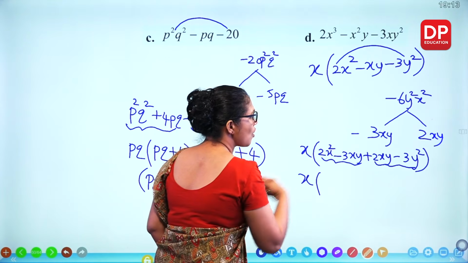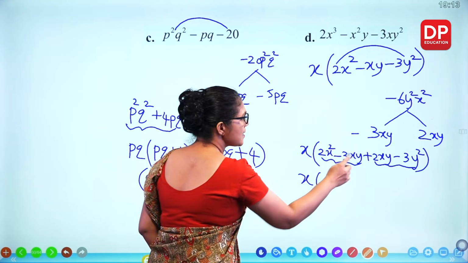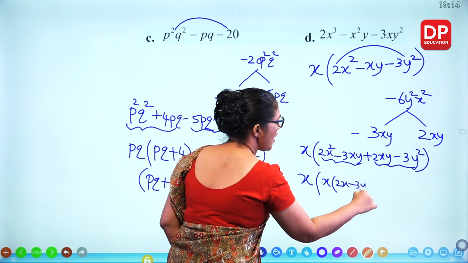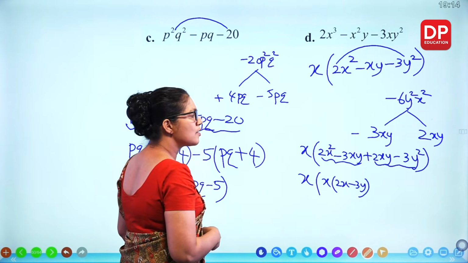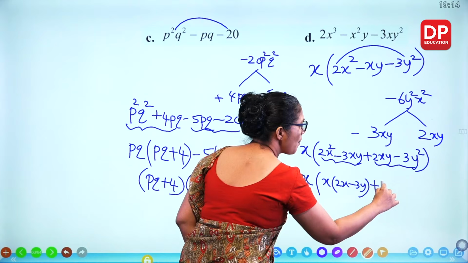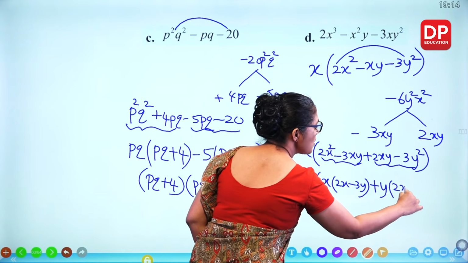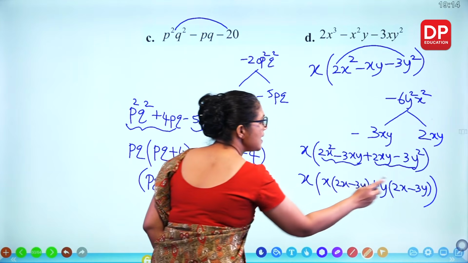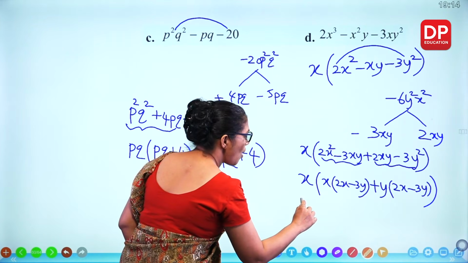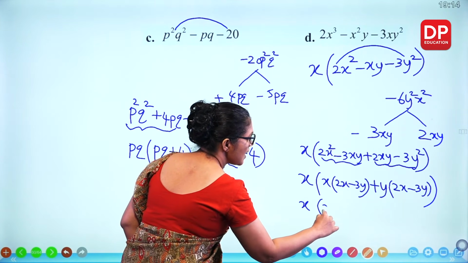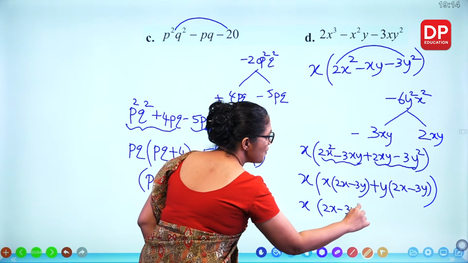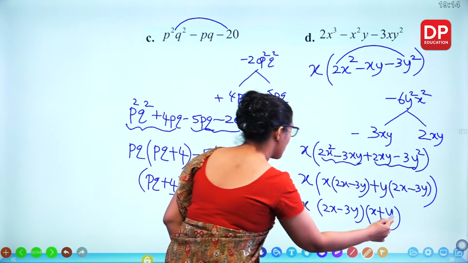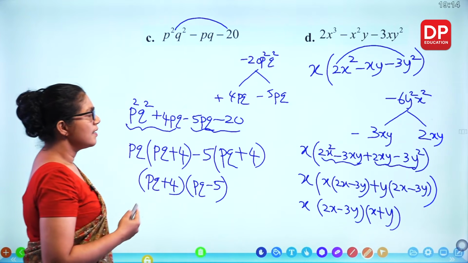So here, what's common? x is common. Take it out. 2x minus 3y. What's common to these two? y is common. You can take it out. So 2x minus 3y there. Now we can see 2x minus 3y is common. So you can take that out. And the remaining factor is x plus y. So you can write the factors are like this.